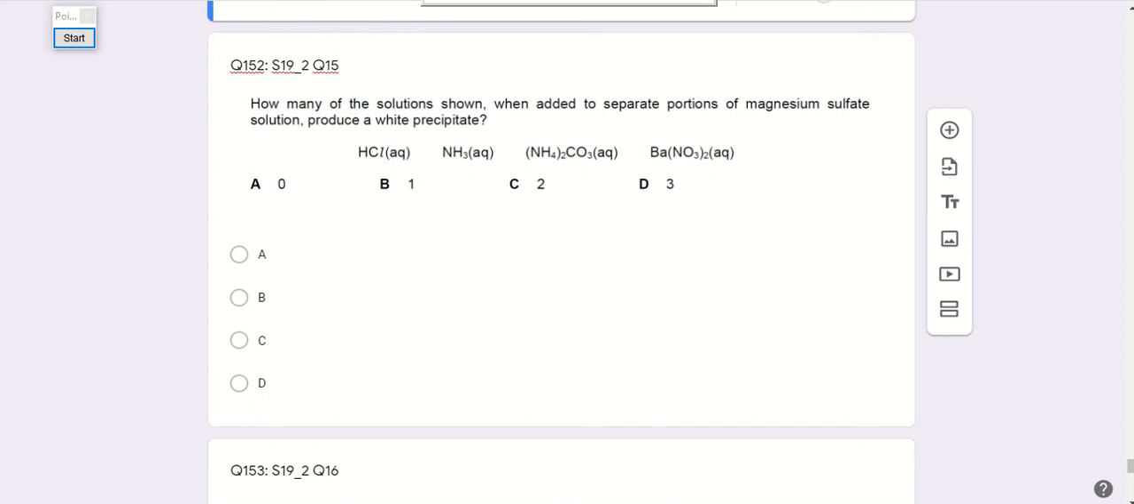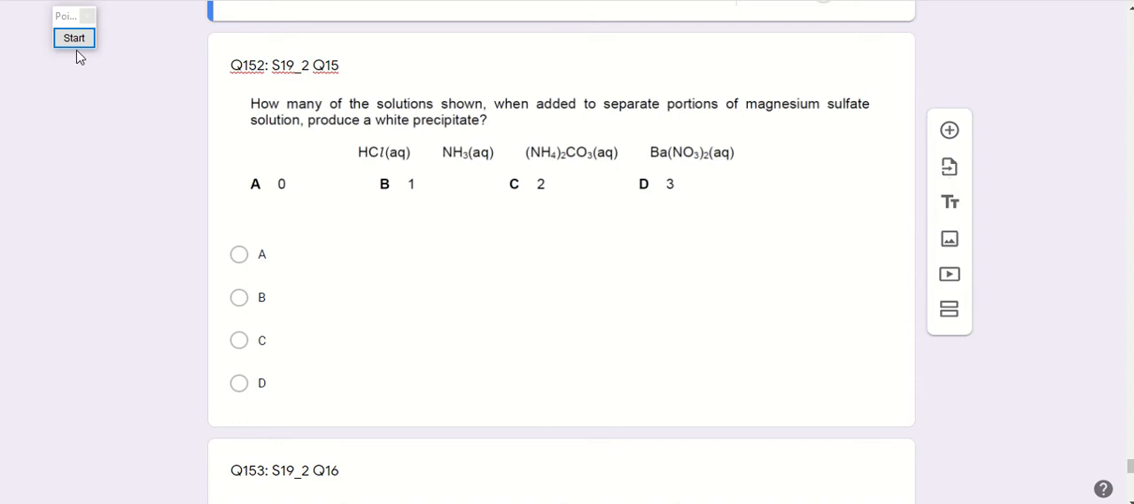Okay, this question 152 from chapter 11 is another question where you need to know the reactions of group 2 compounds, and also their solubilities. They ask how many of the four solutions shown, when added to separate portions of magnesium sulfate solution, produce a white precipitate. That means producing a magnesium compound that is not soluble in water.